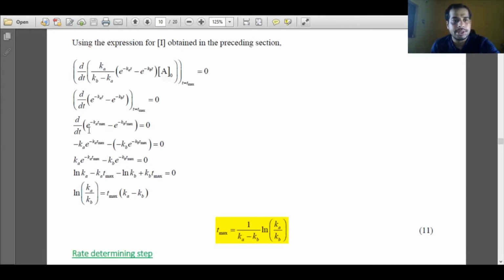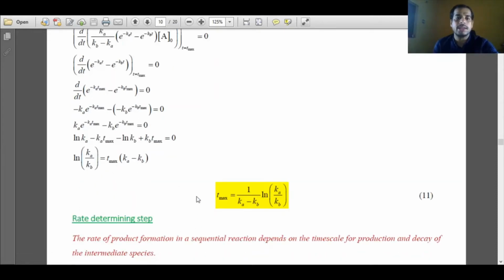This is simple differentiation. Then I have done some rearrangements and taken the natural logarithm. If we set it equal to 0 and rearrange, we can find the expression for T max, the time at which the intermediate concentration is maximum, and that expression comes out to be 1 over Ka minus Kb, ln Ka over Kb. So this equation 11 shows the time at which the intermediate concentration will be maximum, and this expression depends upon two factors: the rate constant at which the intermediate is forming and the rate constant at which the intermediate is decaying.